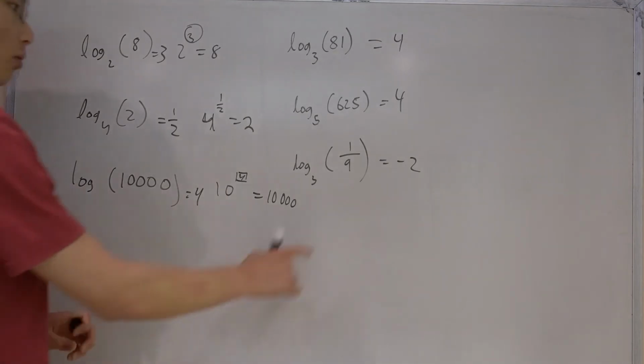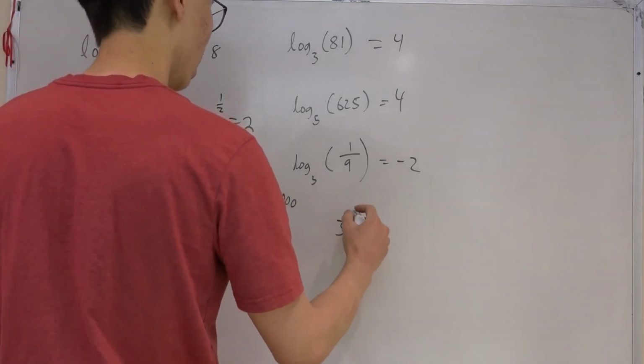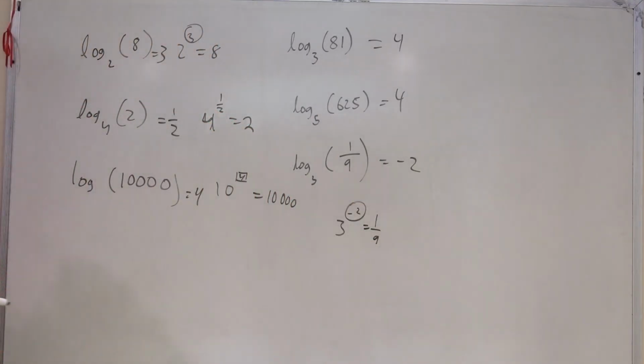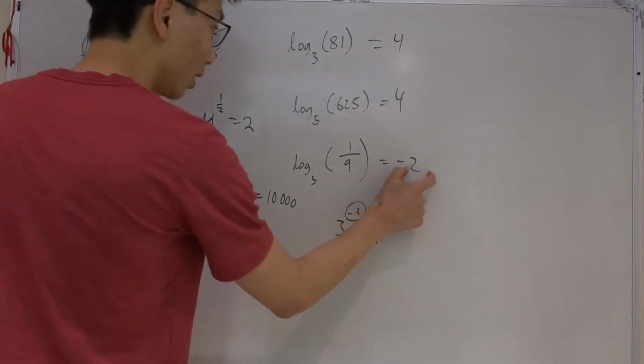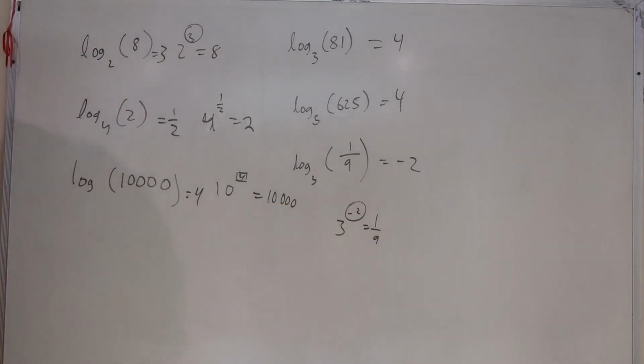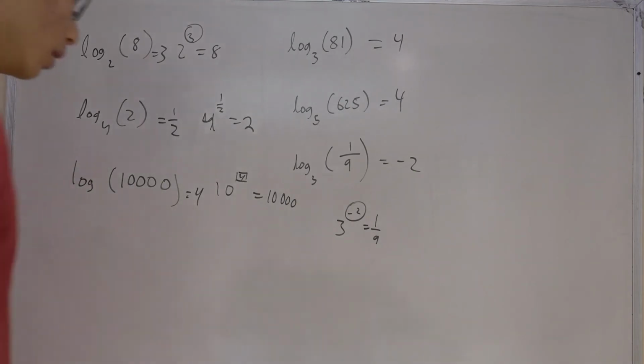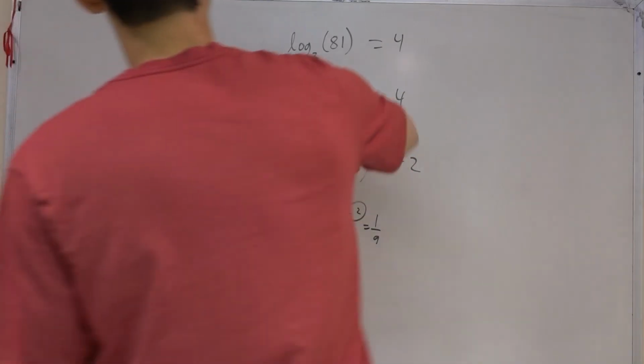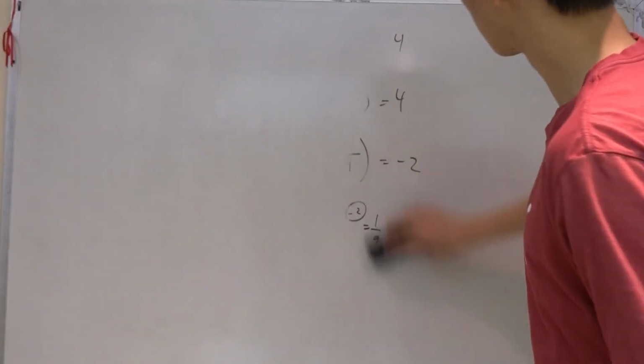Right? This one, the reason why is because 3 to the -2 is equal to 1/9. Again, the answer is the exponent. You may want to get into the habit of literally saying this out loud to yourself every single time you tackle a log question. The answer is the exponent. All right. Excellent. So, hopefully we've gotten the hang of evaluating some simple logarithms.